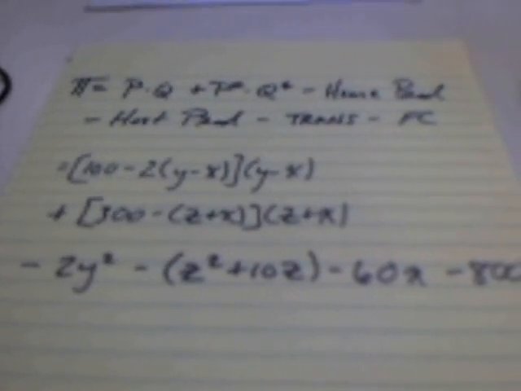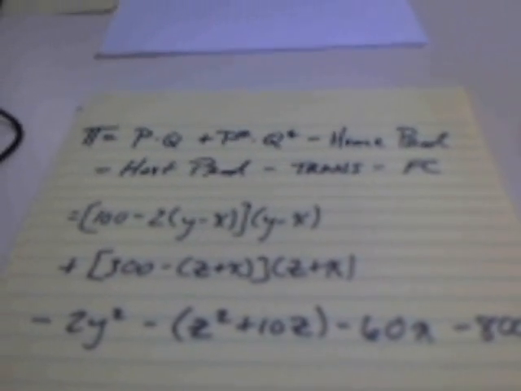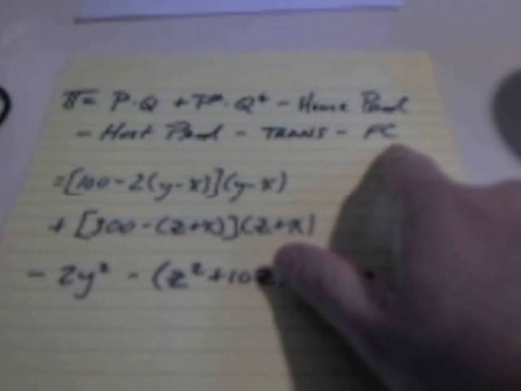Okay, so here's how to do the horizontal model. First thing you always want to do is get your profit function set up. So it's price times quantity at home, price times quantity overseas, minus home production costs, minus host production costs, minus transaction costs, minus fixed costs.